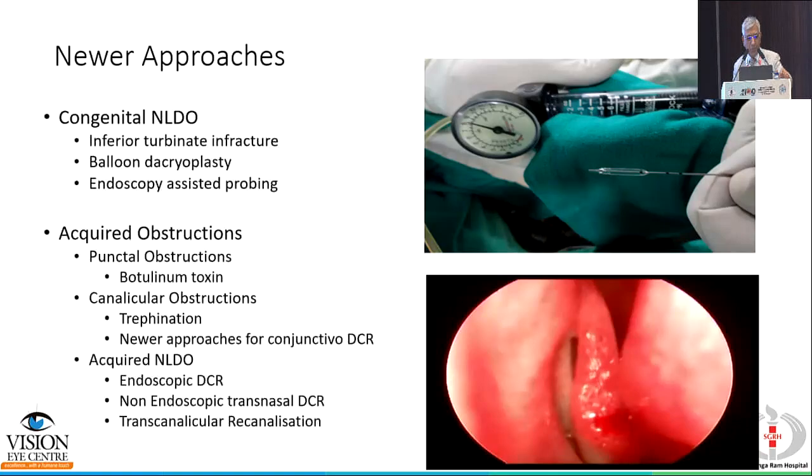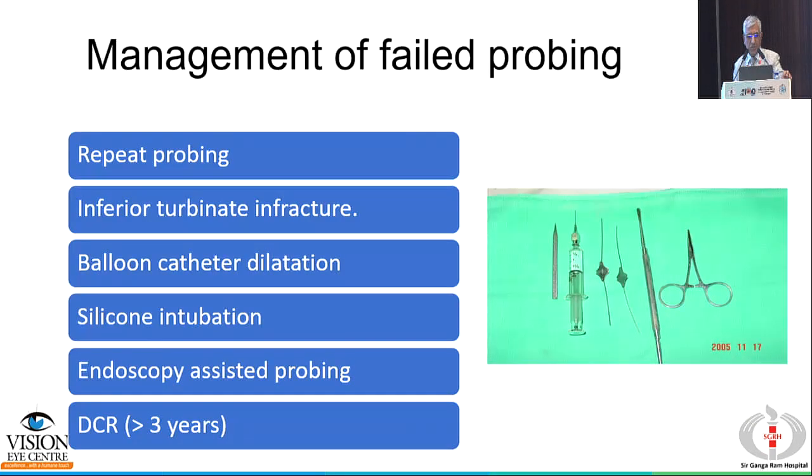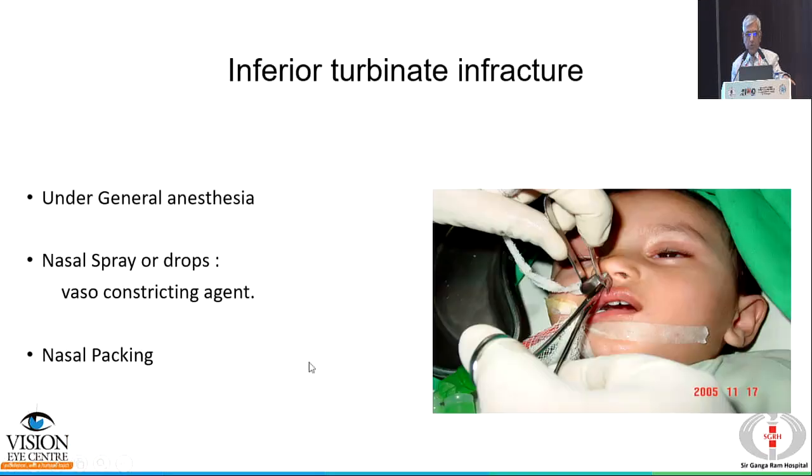The non-endoscopic transnasal DCRs have also been used quite significantly now, even in pediatric cases, and transcanalicular procedures, including recanalization of the nasolacrimal duct, are also important procedures now. In the management of failed probing, a repeat probing is often carried out after an interval of minimum of 6 weeks, and inferior turbinate fracture and balloon catheter dilatation have become more important tools in these cases, and virtually all of these cases would now be done under endoscopic control.